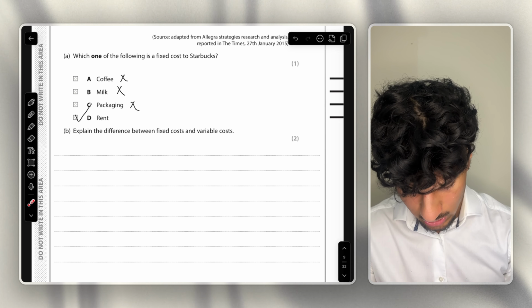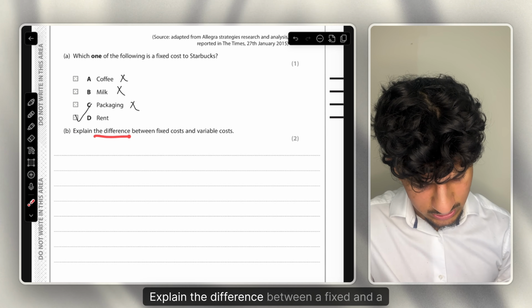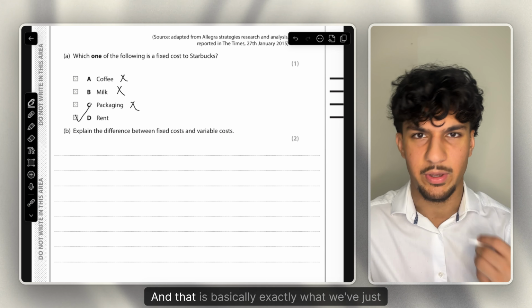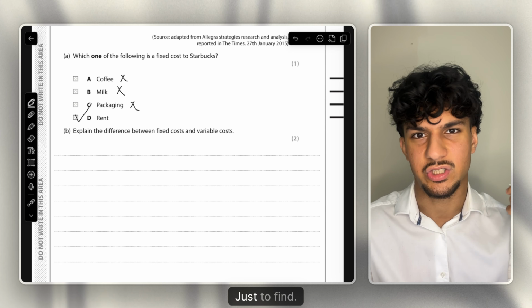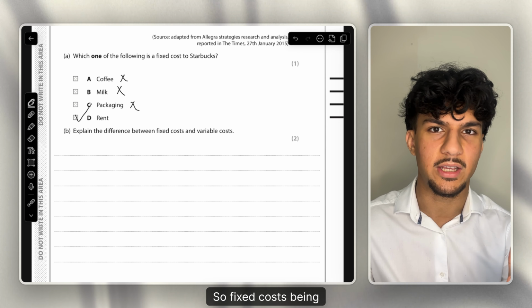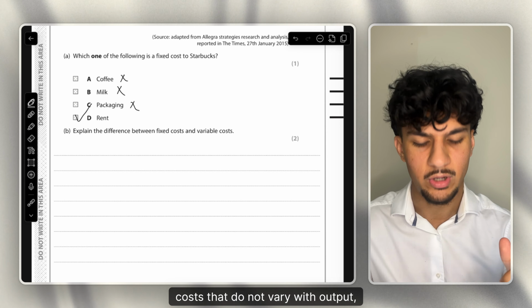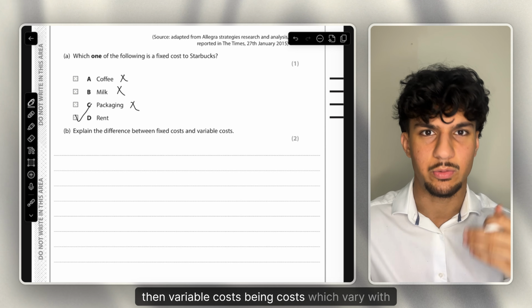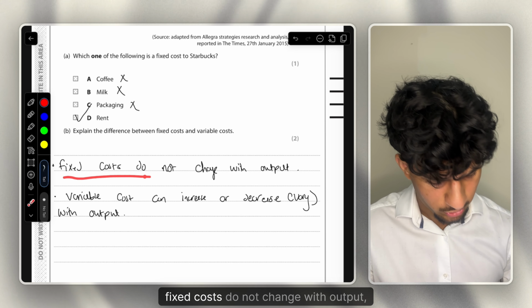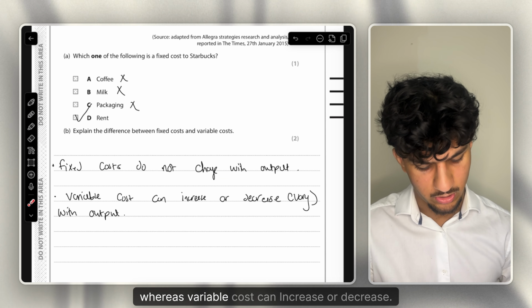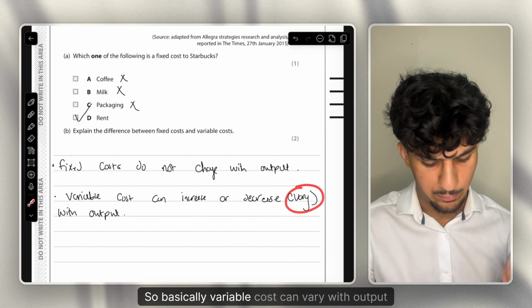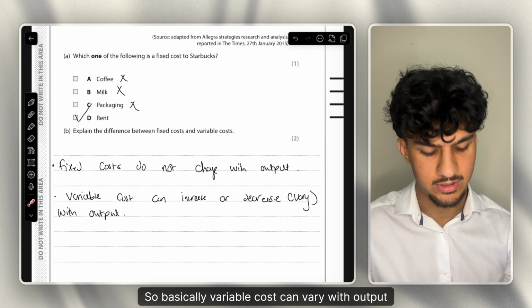So this is question 5b. Explain the difference between a fixed and a variable cost. And that is basically exactly what we've just said, just define. So fixed costs being costs that do not vary with output, then variable costs being costs which vary with output. I've just written fixed costs do not change with output, whereas variable costs can increase or decrease. So basically, variable costs can vary with output.